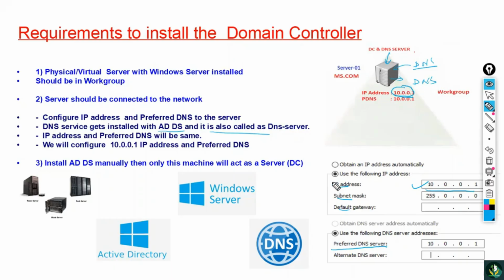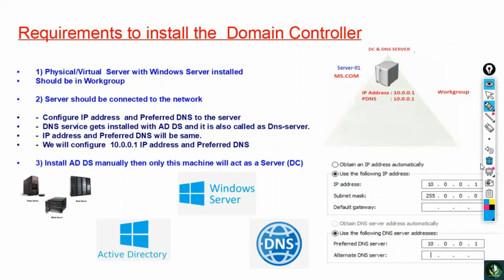The IP address of this computer is 10.0.0.1, so the preferred DNS will be 10.0.0.1. You need to remember this point: the IP address and preferred DNS IP address should be the same on the domain controller. So we will configure the 10.0.0.1 IP address and preferred DNS, and install ADDS manually. Then only this machine will act as domain controller.